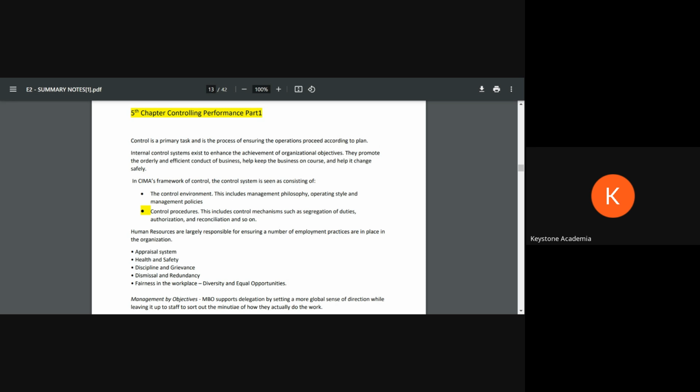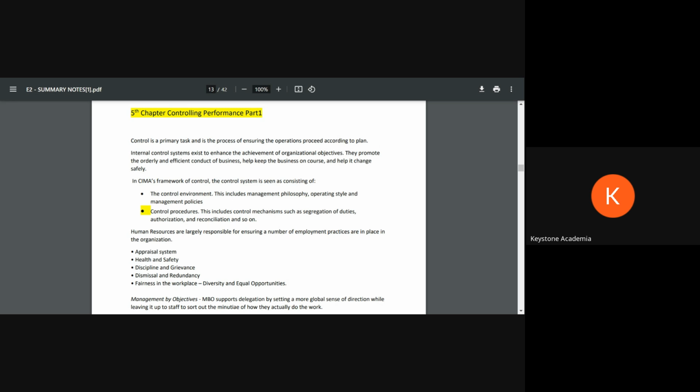Do you guys understand this? Do you guys understand what control procedure means? Can we move on to the next one? Does anybody have any doubt in that? No. Now let's look at human resources.